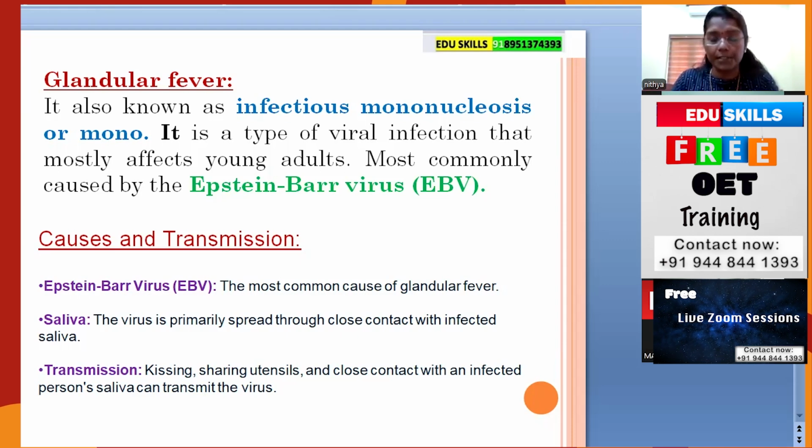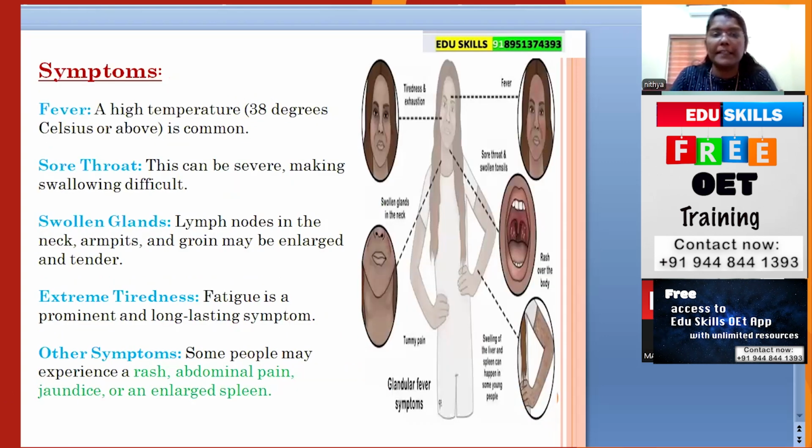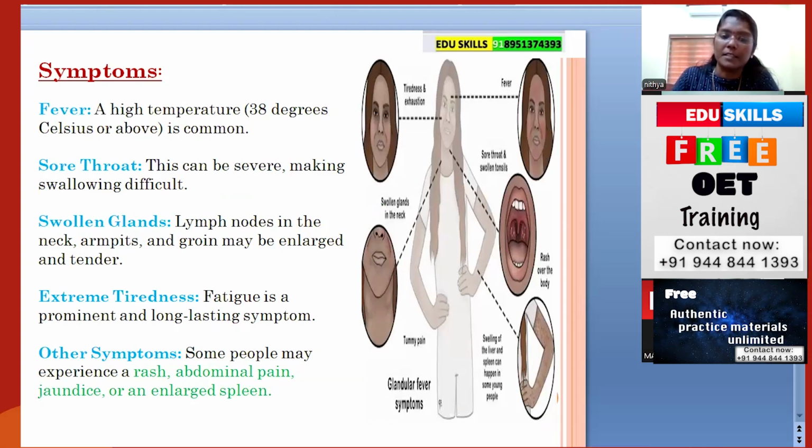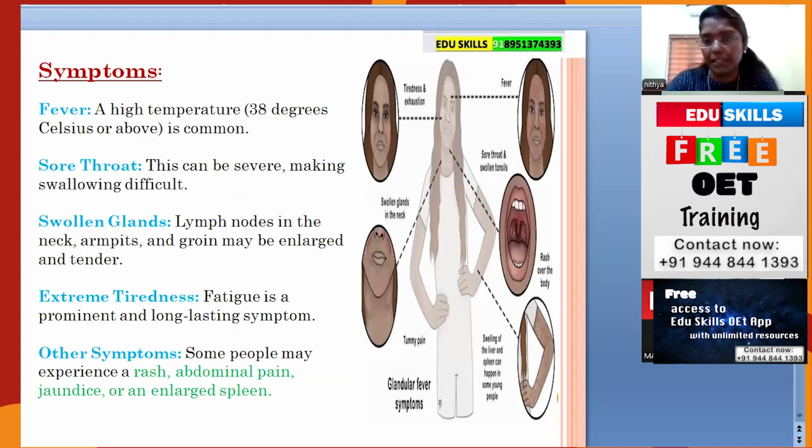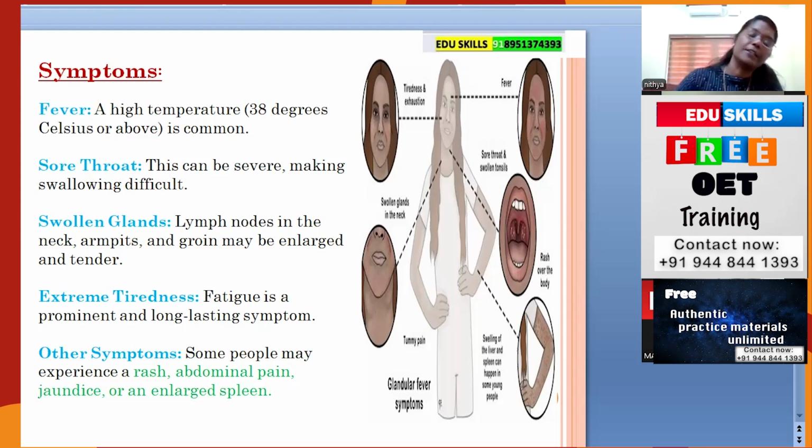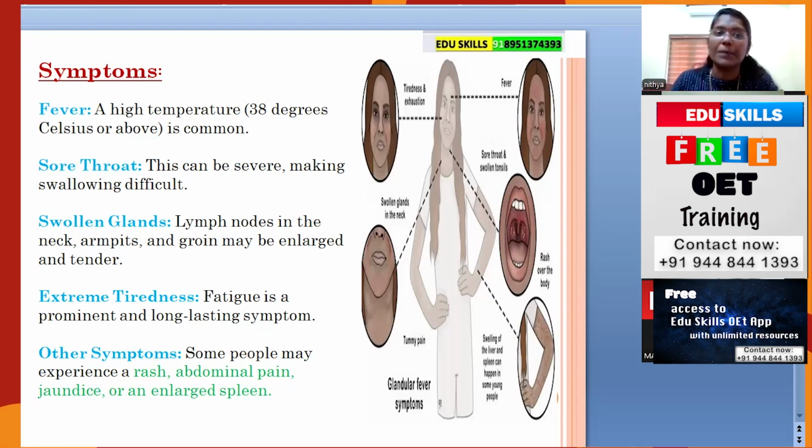These are all the things that come to our mind while reading this topic sentence, that is, glandular fever. Then next slide, Mini, please. Then symptoms: fever, sore throat, swollen glands, extreme tiredness, other symptoms. These are the symptoms we can see in glandular fever patients. Then this figure, we will get an idea from this figure. Look at the figure. From the picture, we can see the tiredness, swollen glands, then tonsils, swollen tonsils, and skin rashes. Then we will get an idea about the particular topic.